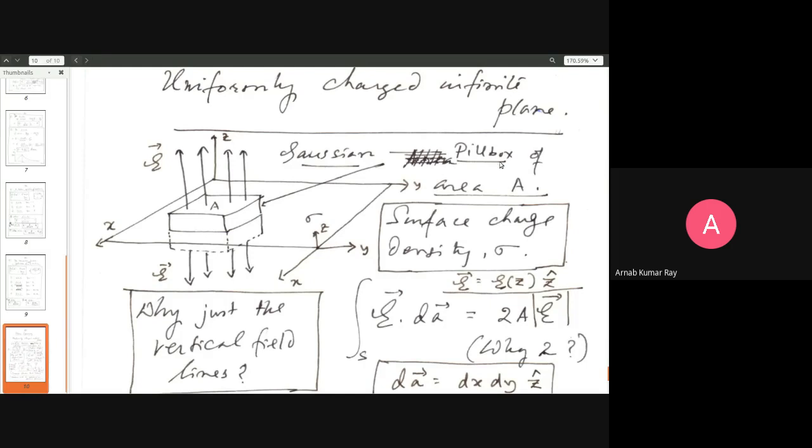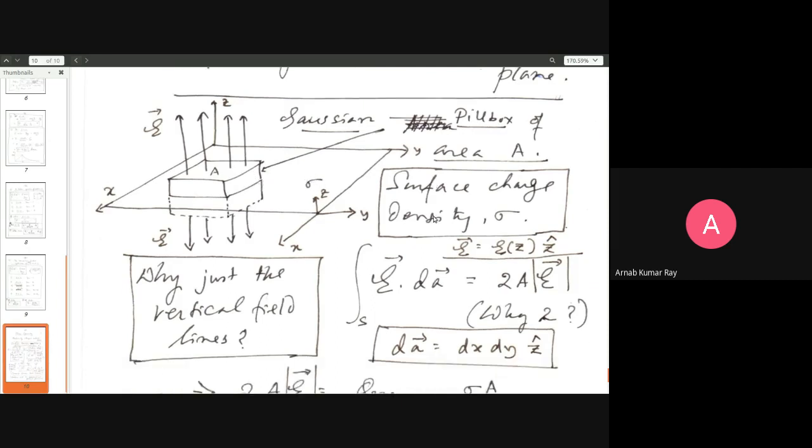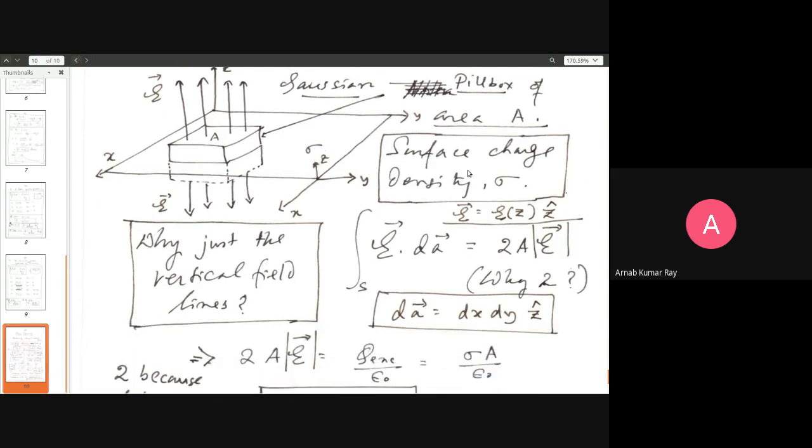What you do is define a small Gaussian pillbox of area A. What do I mean by a pillbox? A pillbox is a small box in which you keep medicine, small pills, homeopathic pills or whatever. So you have some box like that. The box is embedded in the plane in such a way that half of the box is above the plane and half of the box is below the plane. The plane is cutting this box into a top half and a bottom half. And the charges are distributed uniformly with a surface charge density of sigma.